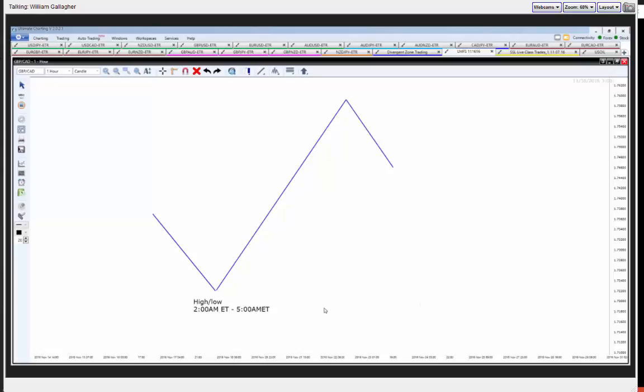Now, the reason for this is because, as I mentioned at the beginning of the webinar, during this time period you have the close of the Asian trading session and the opening of the London session here. So we're looking for that overlap here, and we're looking for directional movement.